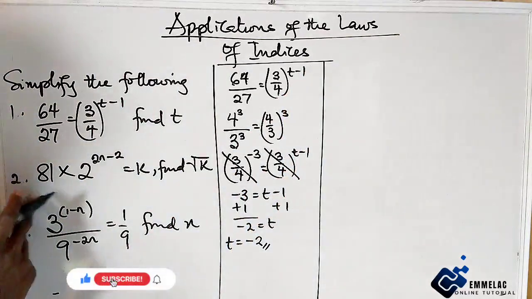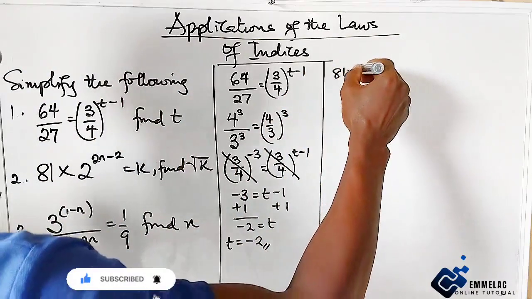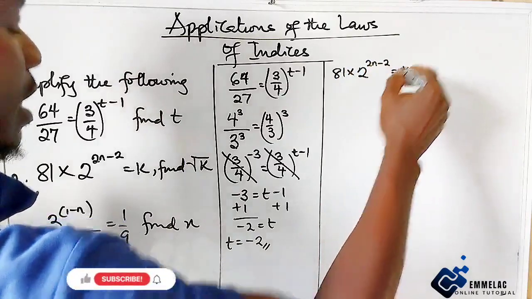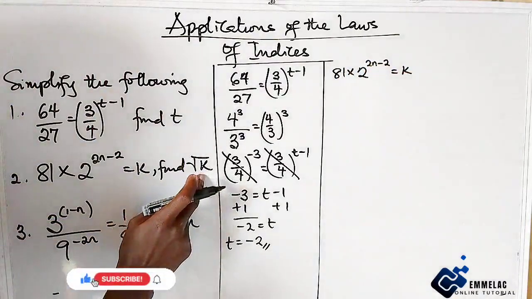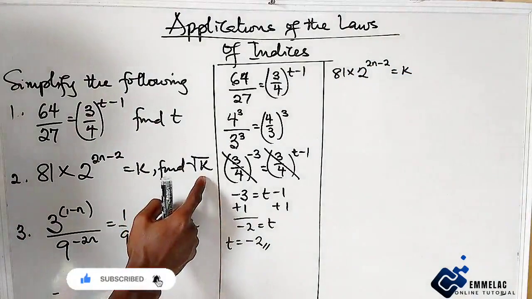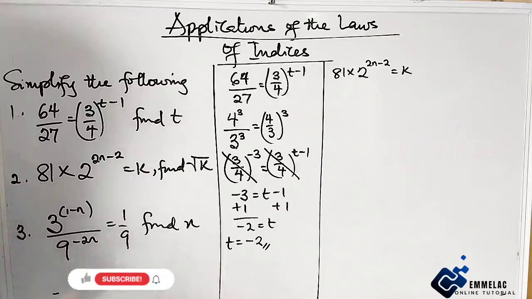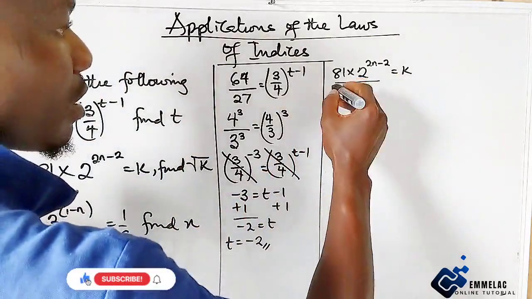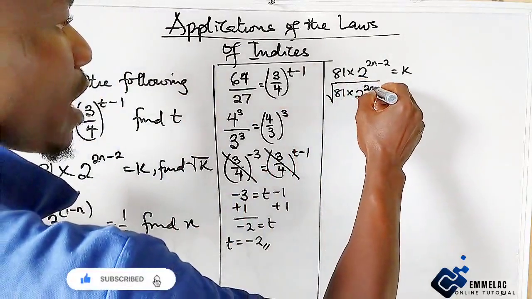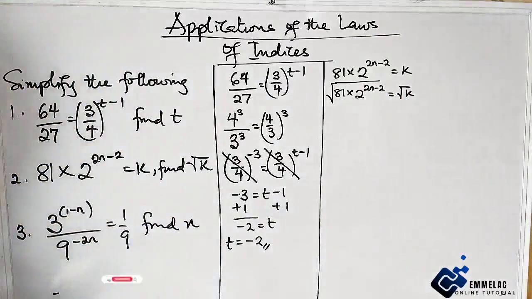The next one tells us that 81 times 2 raised to the power of 2n minus 2 equals k. We are told to find the square root of k. To this effect, since we are told to find the square root of k, let us square root both sides. By square rooting both sides, on the left hand side we have 81 times 2 raised to the power of 2n minus 1, and on the right hand side we have the square root of k. Alright, we can now simplify further.